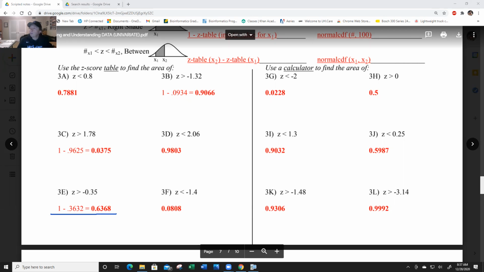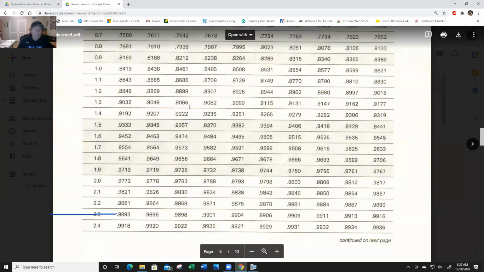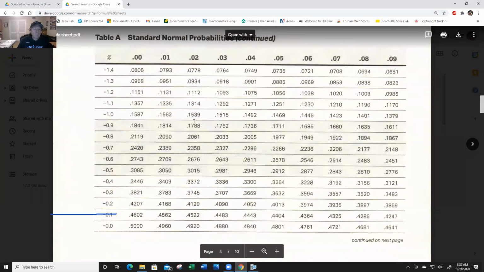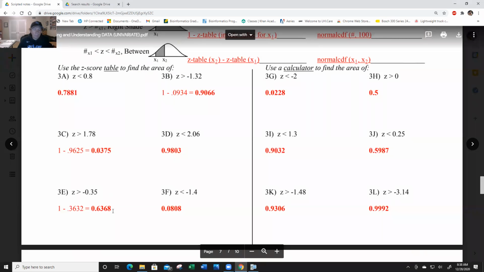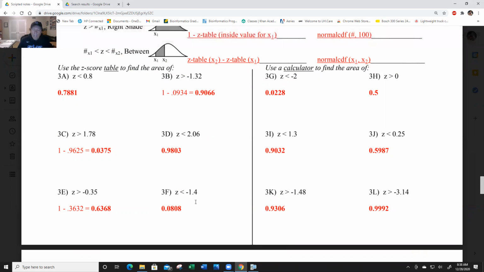So let me get over to the table here. Negative 0.35. Negative 0.3 is here, and then 5 is here. Negative 0.35 is, there we go, 0.3632, and I believe it was the area above, so we got to go 1 minus that. It's in the 60 percentiles. All right, so let's make sure we got that correct. Yep, 0.6368. And the last one, the area below negative 1.4.